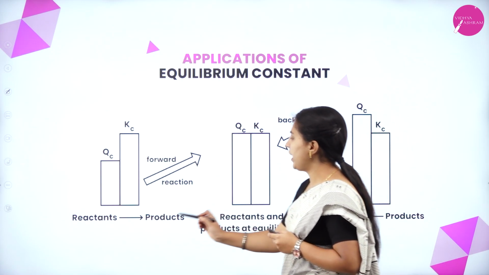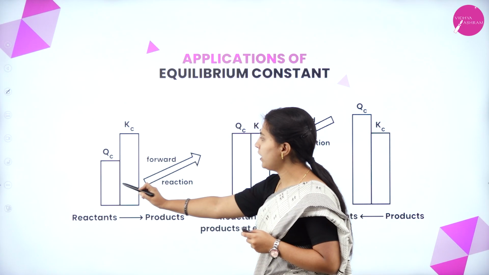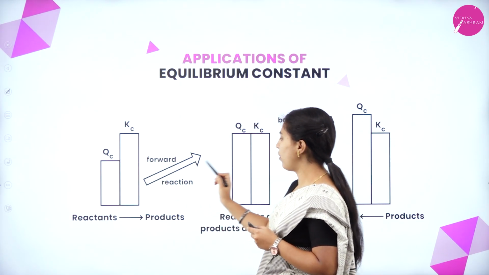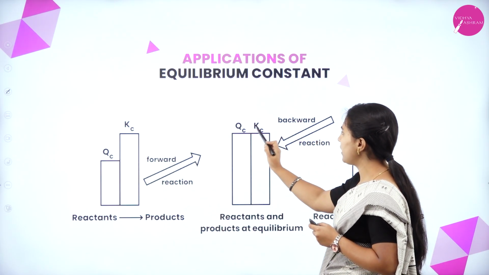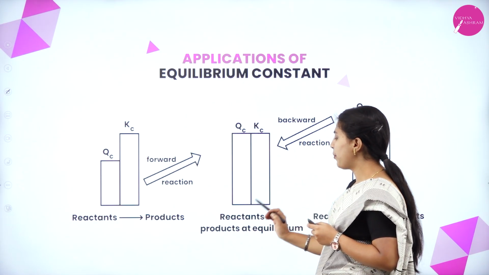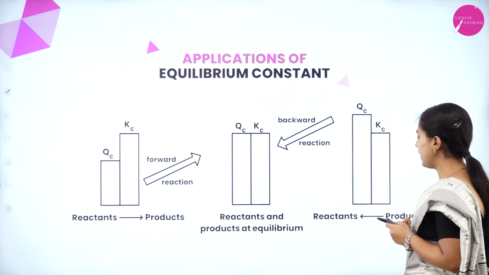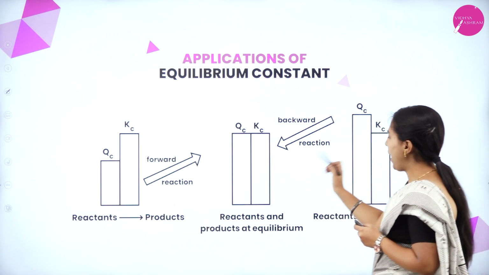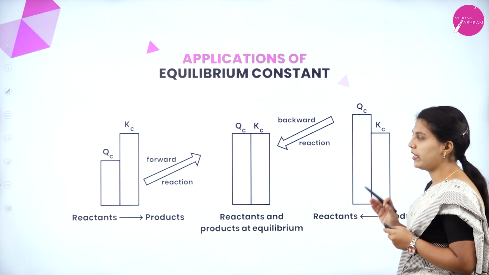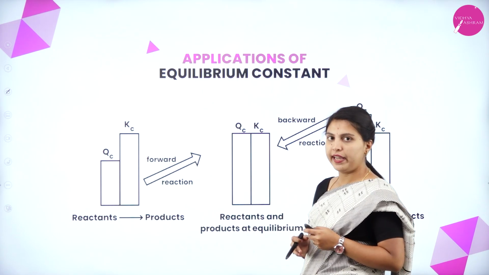See here, reactants and products showing forward. If Qc is lesser than Kc, forward direction. If Qc and Kc are at an equal stage, reactants and products are at equilibrium. If Qc is greater than Kc, it goes in the backward direction to reach equilibrium. These are the three cases with the diagrams.